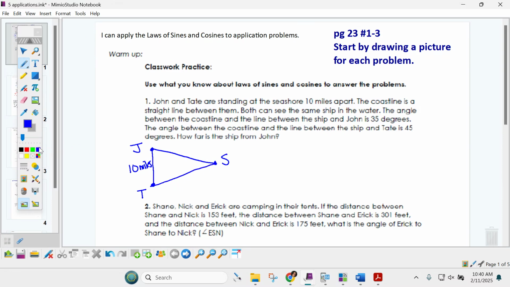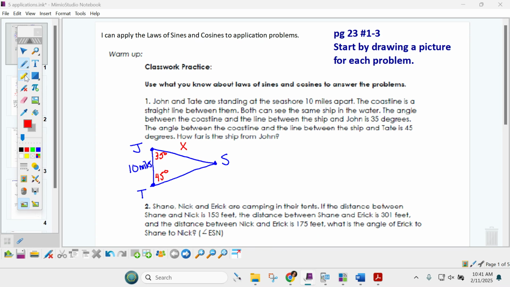The angle between the coastline, the ship, and John is 35 degrees. So at John to the ship is 35 degrees. The angle between the coastline, the ship, and Tate is 45 degrees. How far is the ship from John?